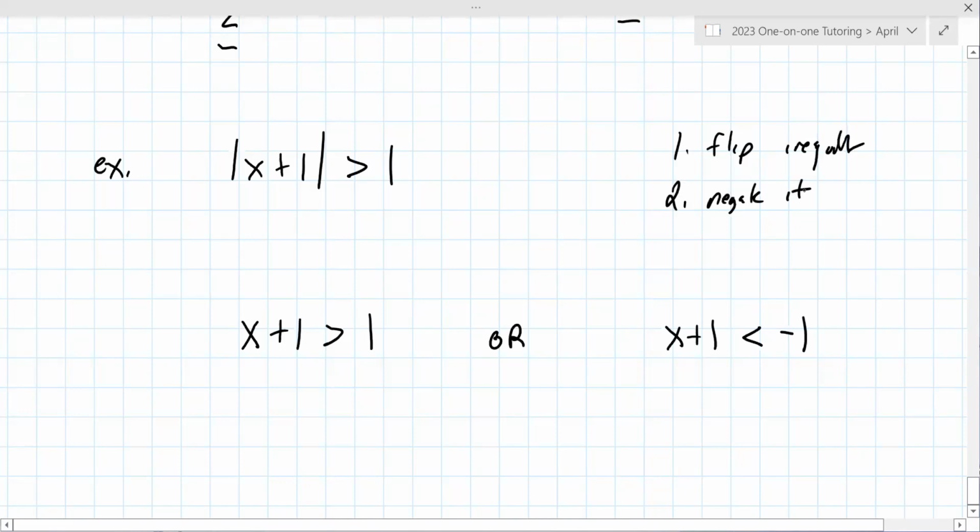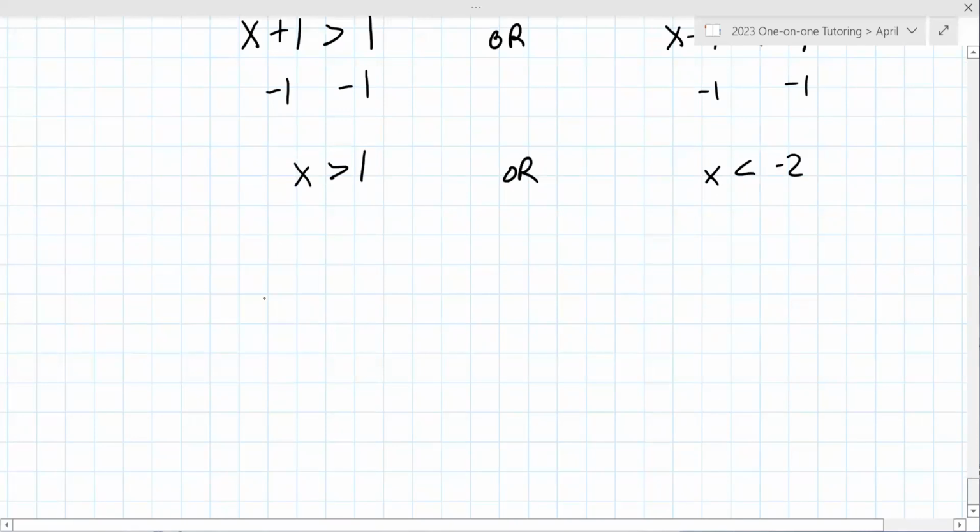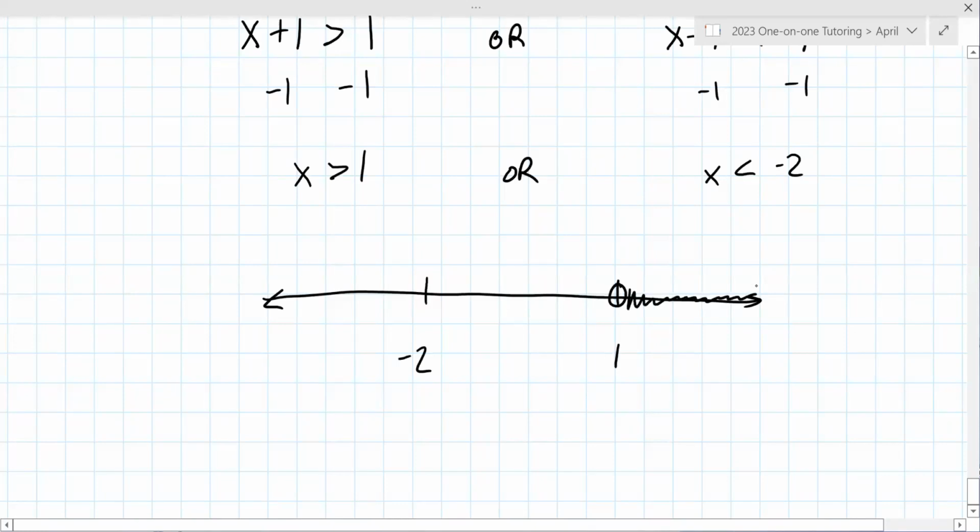Now you solve it just the way you've been doing. You subtract 1 from both sides, you have x greater than 1. Subtract 1 from both sides, you have x less than -2. But it's an or situation. You were doing compound inequalities a while back, or maybe part of this last unit. Or means either one could be true. So if you go to a number line, here's 1, here's -2. X could be greater than 1, that's to the right of 1.